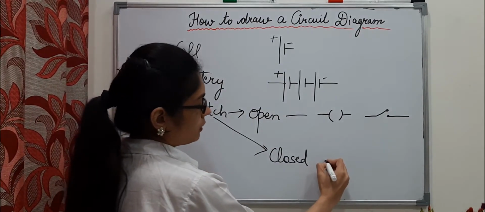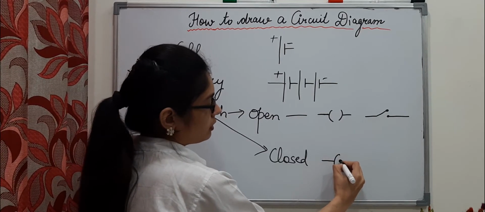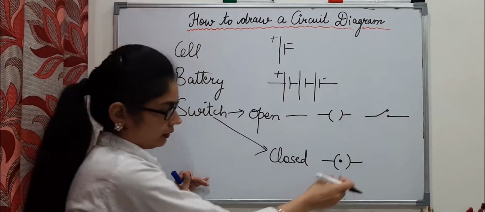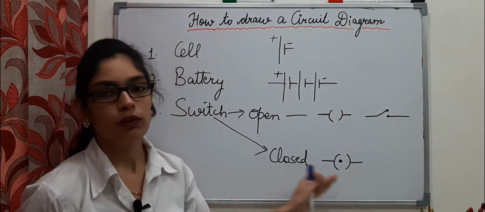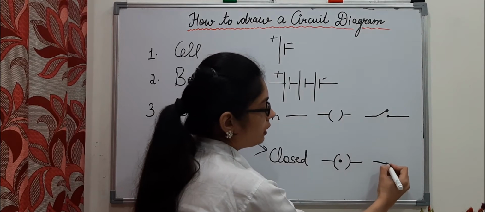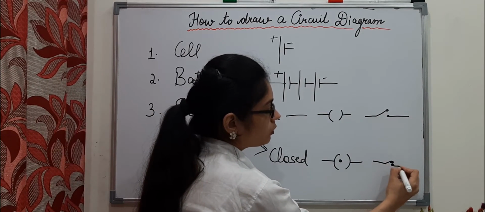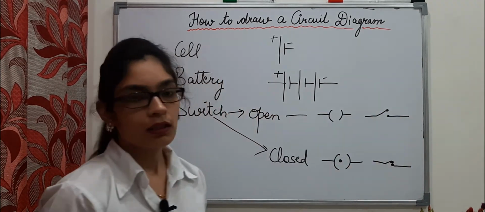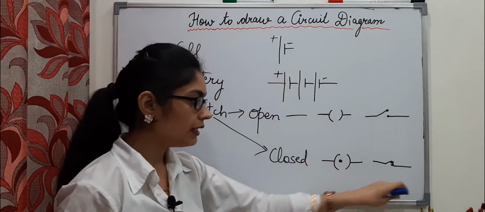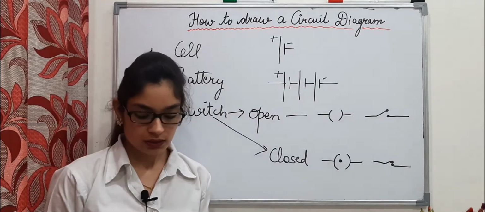Now closed switch. See, if you are using this symbol, you just have to put a dot. See, this is for open, this is for close. You just have to put a dot in the open switch. And if you are using that symbol, you have to make these two join. So if these 2 points are joining, this means this symbol is representing the closed switch.